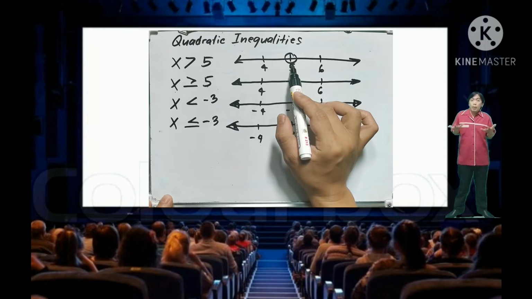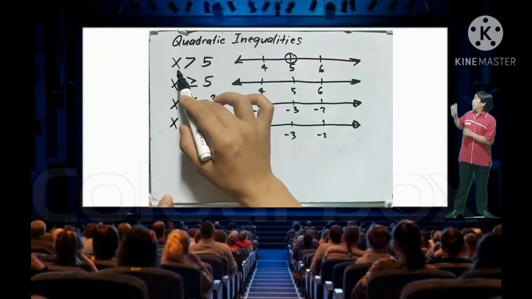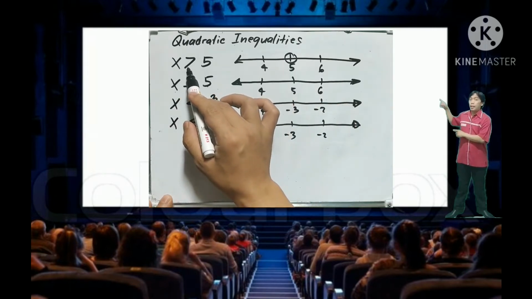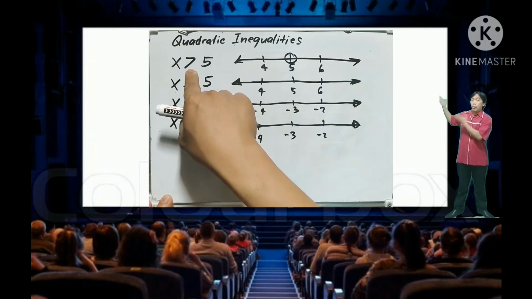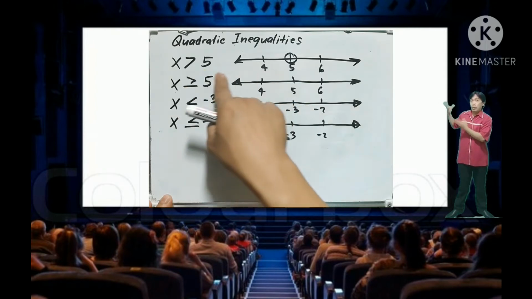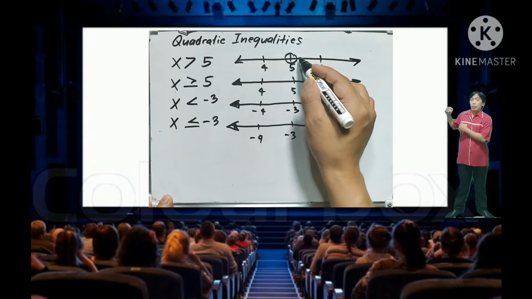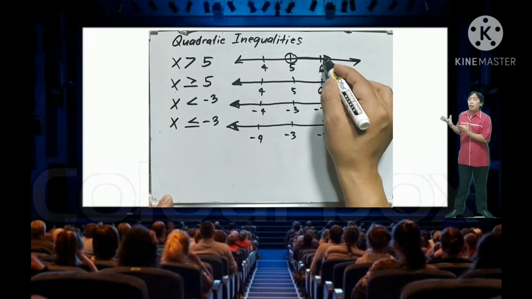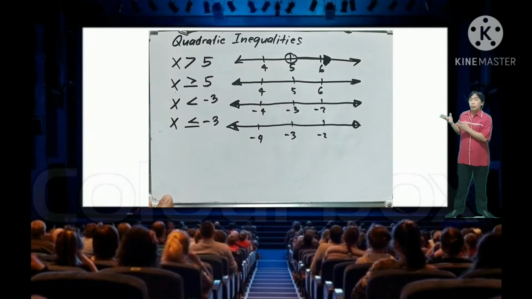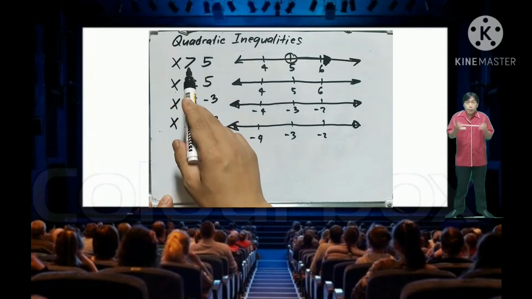Okay, so to determine the direction, since x is greater than 5, look at this symbol, okay, pointed to the right. So, nakaturo siya sa kanan. So, meaning, our solutions are those numbers on the right side of 5. So, x is greater than 5.